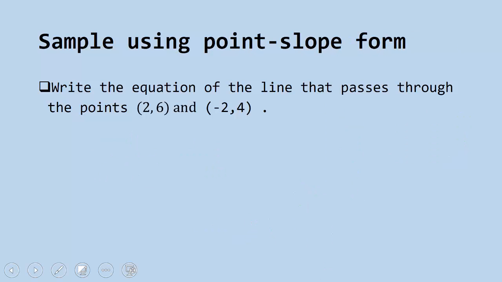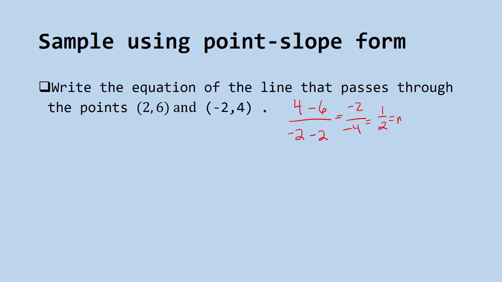Now we're going to complete a sample using the point-slope form of the equation. So we're given 2 points. So let's go ahead and find our slope first. I will start with the second point, and I will have 4 minus 6. And then my x's would be -2 minus 2. 4 minus 6 is -2. -2 minus 2 is -4. So that's a positive 2/4, which reduces to positive 1/2.